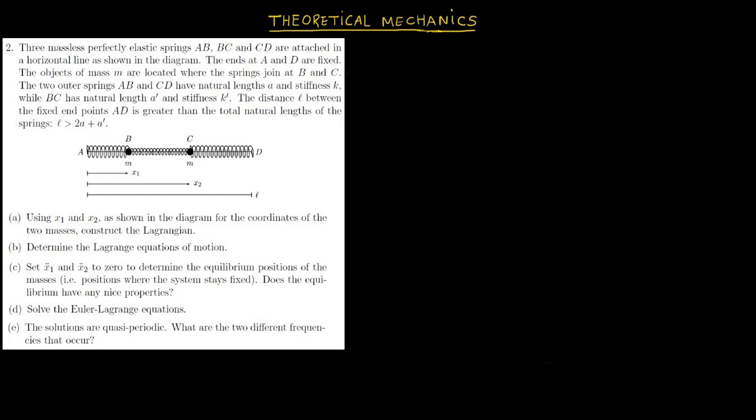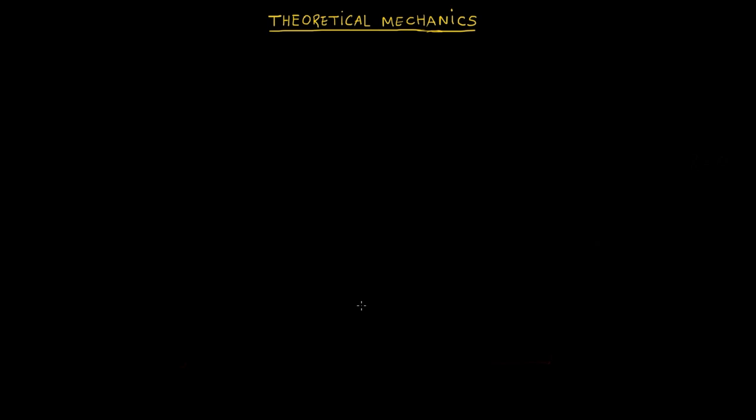And first of all, they ask that using x1 and x2 as shown in the diagram for the coordinates of the two masses, we construct the Lagrangian, etc. Okay, I would like to tell you how to get the solution in a different but similar way. There are many ways to do this, but there is one that I really like.